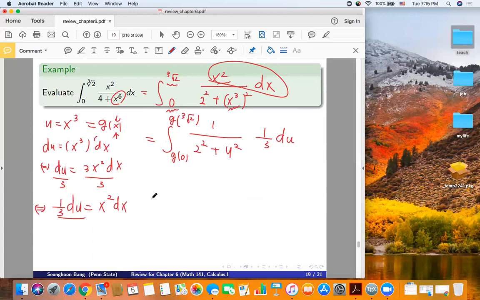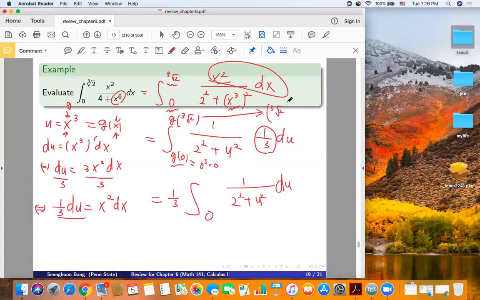The next step: take out 1/3. Then we have the integral of 1 over 2 squared plus u squared du. Next, what is g of 0? You plug 0 into here. g of 0 is exactly 0 cubed, which is 0. What is g of the cube root of 2? You plug the cube root of 2 into x. The cube root of 2, cubed: the cube is gone, only 2.